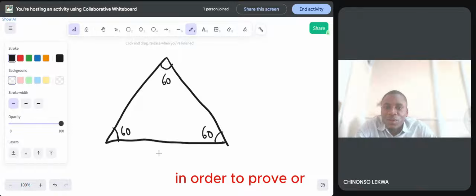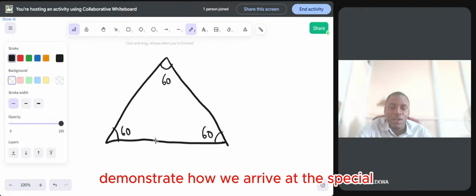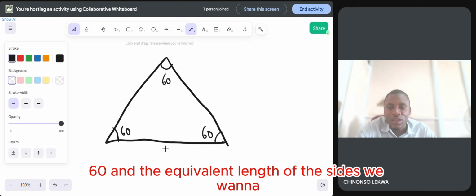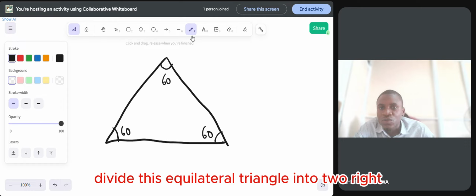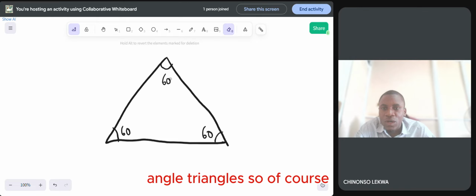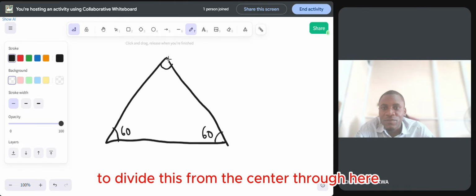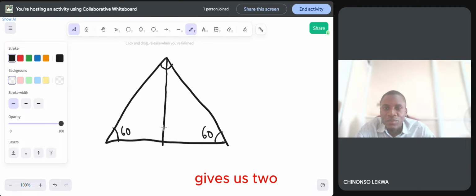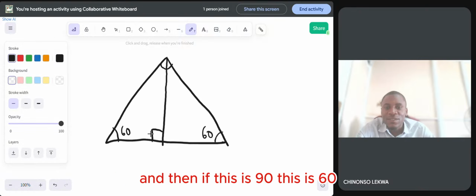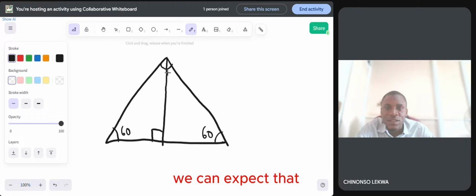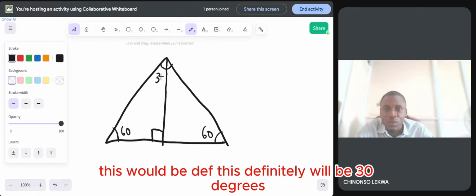So in order to demonstrate how we arrive at the special right triangle, the 30, 60, 90, and the equivalent length of the sides, we want to divide this equilateral triangle into two right angle triangles. Drawing a straight line to divide this from the center through here gives us two right angle triangles. And this is going to be 90 degrees. If this is 90 and this is 60, this definitely will be 30 degrees.